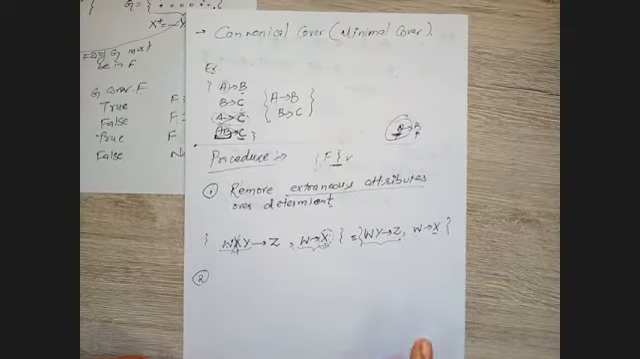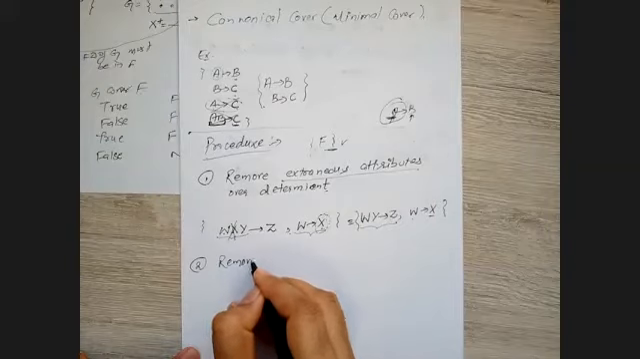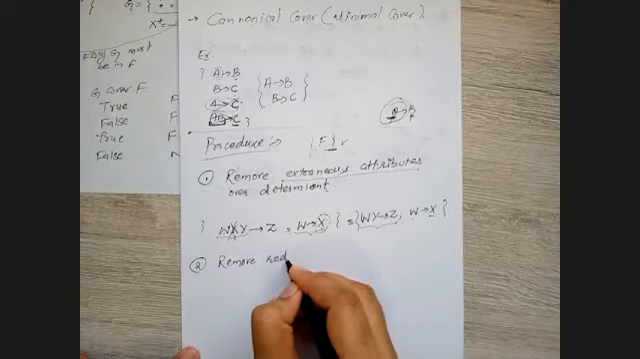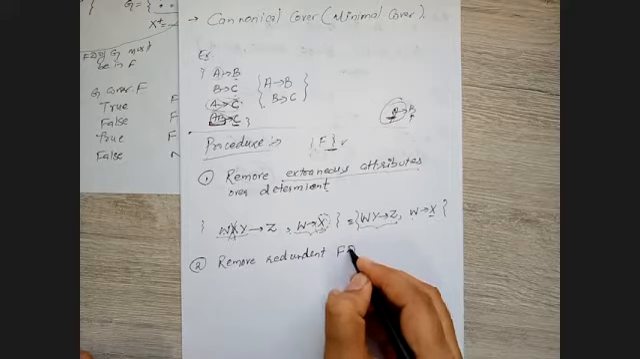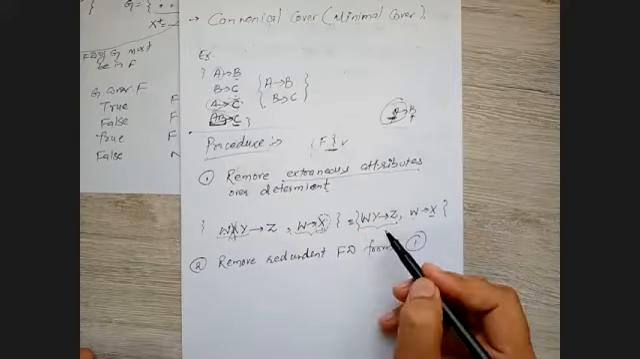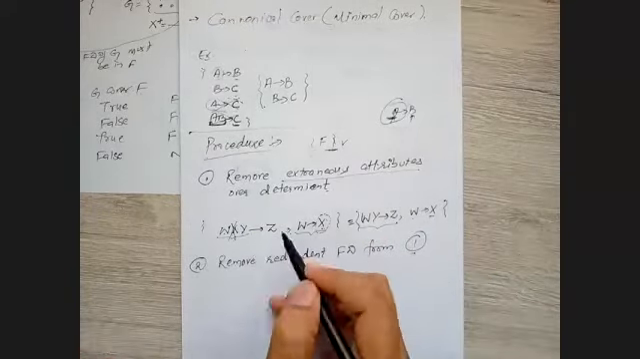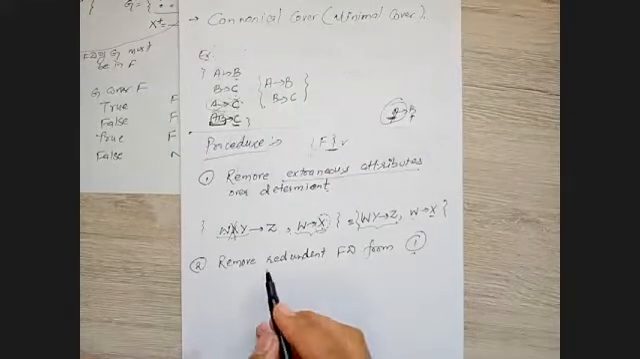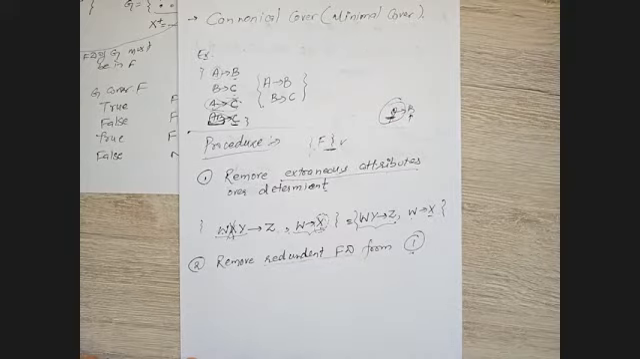Let's move on to the second one, and that is about removing redundant functional dependencies. Redundant functional dependencies from what? From step one. Whatever we have received here, we will remove from this one, not the original one over here. So what are redundant functional dependencies? How do we identify a functional dependency as redundant?